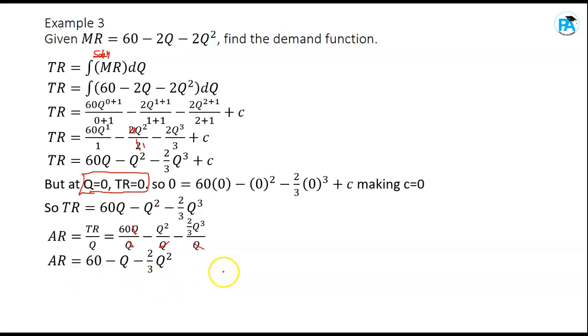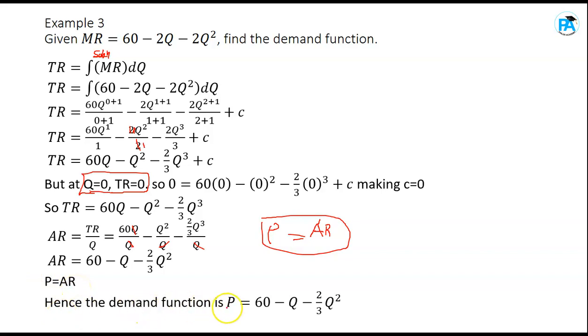Now, after getting the average revenue, you must know that price is equal to average revenue. It's important to know that price is equal to average revenue. Price is the same as average revenue. Unit price is equal to average revenue. So if price is the same as average revenue, just replace AR with P. When you replace it, you have P equal to 60 minus Q minus 2 over 3Q square. So this is the demand function. I hope you know demand function consists of price and quantity. So that's the final answer to this.